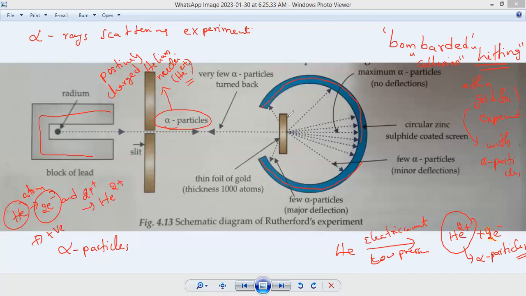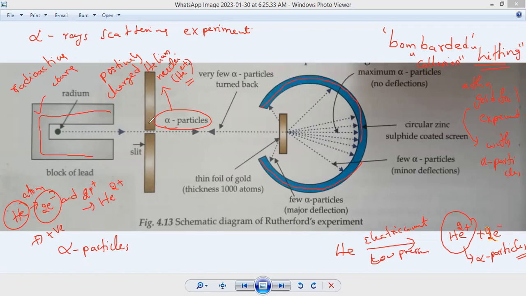In the exam also they'll ask you, what is an alpha particle? You have to write what, guys? Alpha particles are positively charged helium nuclei. In bracket you should write He2+. That is what you mean by alpha particle. And where are they emitted from, guys? They are emitted from a radioactive source. This is the source of the helium He2+ particle.